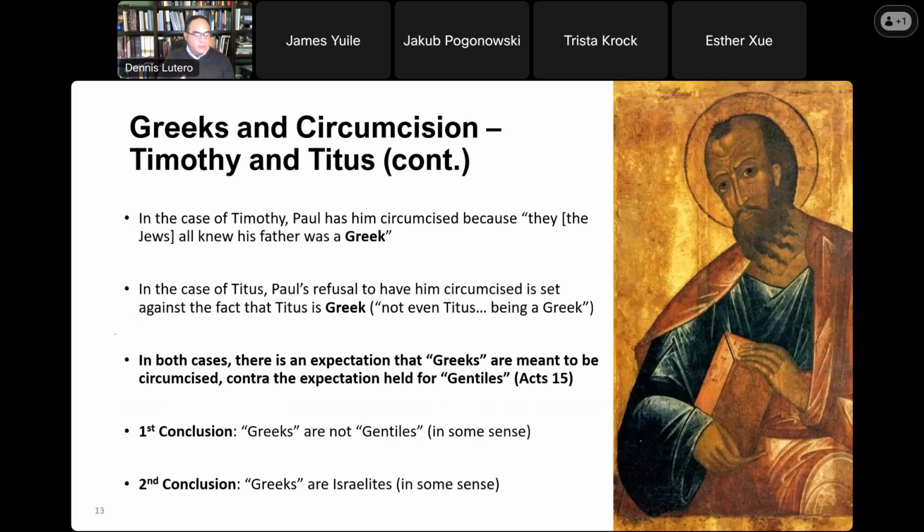Genealogically Israelites, physically descended from one of the 12 tribes of Israel, who by blood rights belong to the covenant, but who are not practicing their ancestral religion in the same way as the Jews, spanning the spectrum from worshiping Yahweh to worshiping other gods and idols and everything in between. This leads to our second conclusion: Greeks are not Gentiles, again, in some sense.